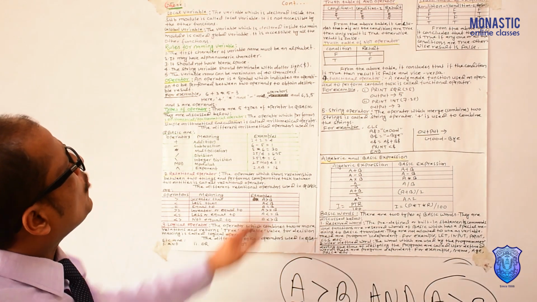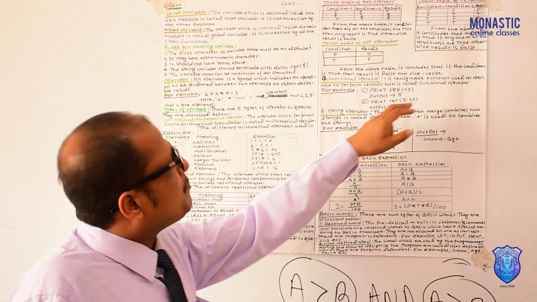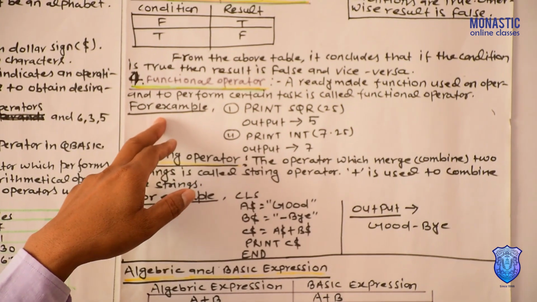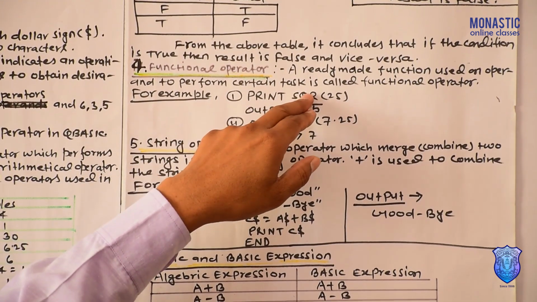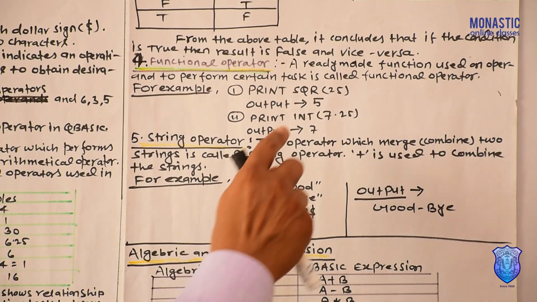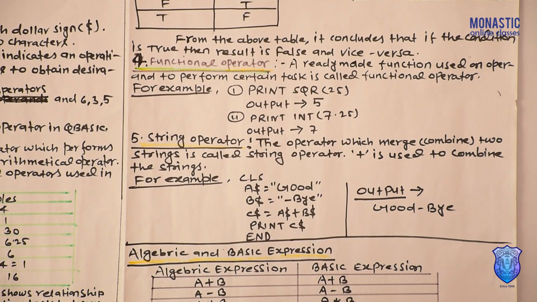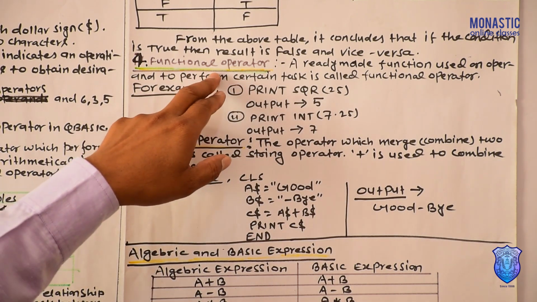Now move to another operator. The next one is the functional operator. A ready-made function used on an operator to perform certain tasks, certain work, is called a functional operator. That is, the ready-made function SQR, used on the operator 25, to obtain desirable results is called a functional operator. SQR, INT, FIX, LEN, LEFT$, MID$, RIGHT$ are different examples of functional operators.